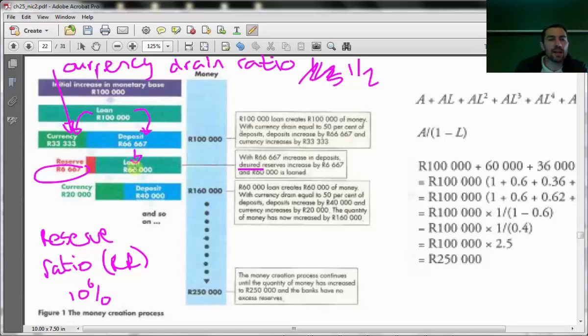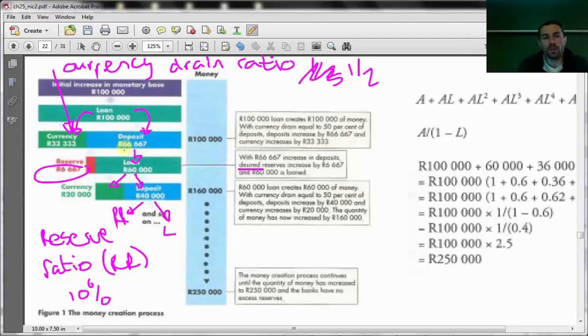When they lend out that next 60,000, what happens? 20,000 gets held as currency, and 40,000 gets deposited once again. That 40,000 deposited, what's going to happen? Just like the original 66,000 deposited, some of that was held as reserve, some of it was lent out. Same thing with this deposit: some is going to get held as required reserves, and some of that deposit is going to become a new loan.